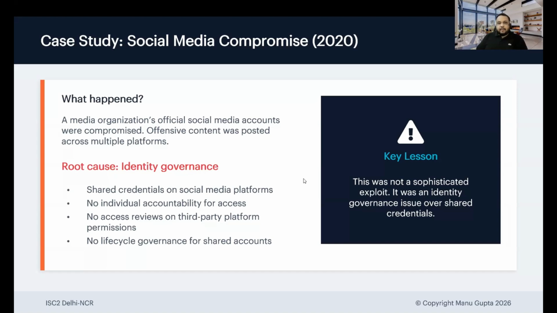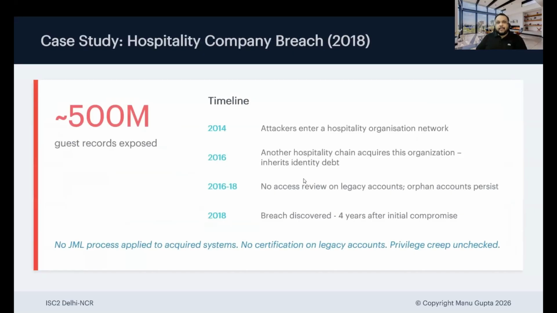Our second example, which is slightly more famous than this, involves a hospitality company. So in 2018, a company disclosed one of the largest data breaches in history. Approximately 500 million records were compromised. So company A had acquired company B in 2016. During and after that acquisition, company B's legacy systems, accounts, and access rights were not reviewed, not decommissioned, right? Attackers had been in company B's network since 2014, 2 years before the acquisition.